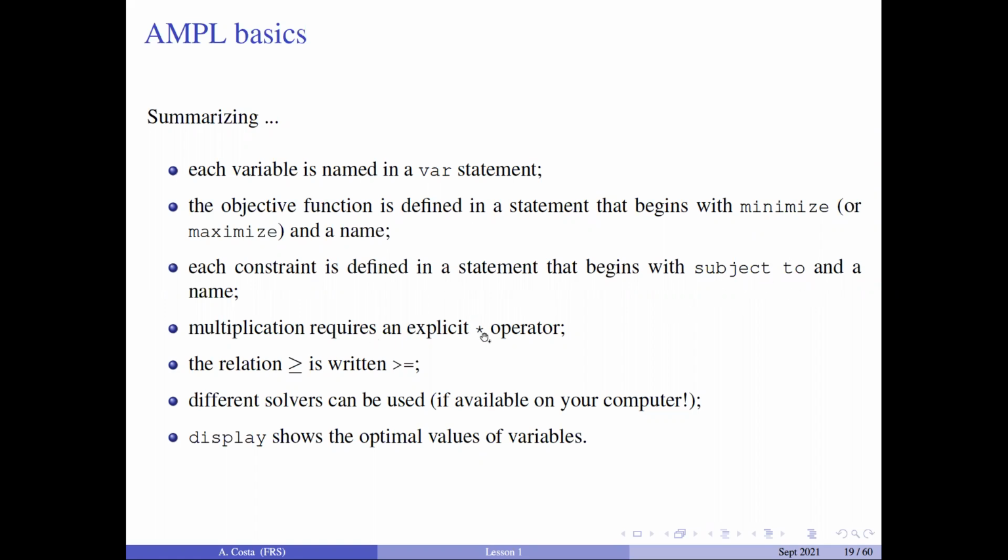Remember that multiplication is the star. So if you write 2x1, it doesn't work. You need to write 2 times x1. If you have the greater than or equal to, you write it like this. So greater followed by equal, similar for less than or equal to. This one does not really apply here because we are just using simplex, and display we show the optimal variables. Okay.